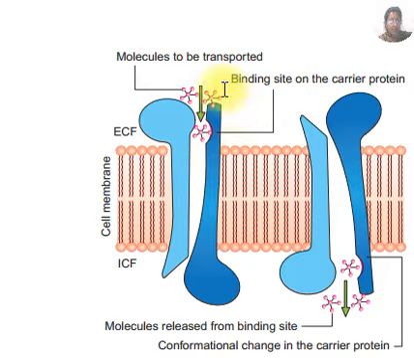This is the receptor site. This pink color shows the cell membrane. These are the channels. And this is the binding site of the molecule to be transported. For example, this is the glucose molecule, these are 3 molecules of glucose. These are glucose or any type of amino acids.